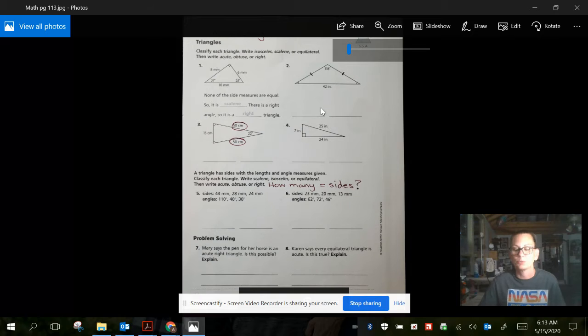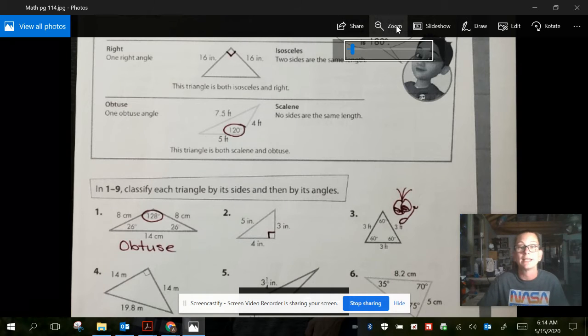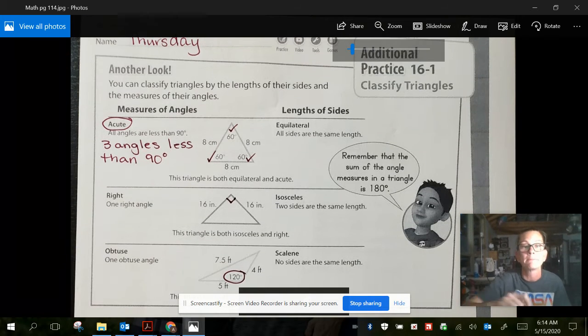Let me get on the right page. Let's get to page 114 and 115. Today is Thursday. This is our work for Thursday. Again, we're reinforcing what we learned yesterday, Wednesday, and how we classify triangles. Let's zoom in. Let's take another look.